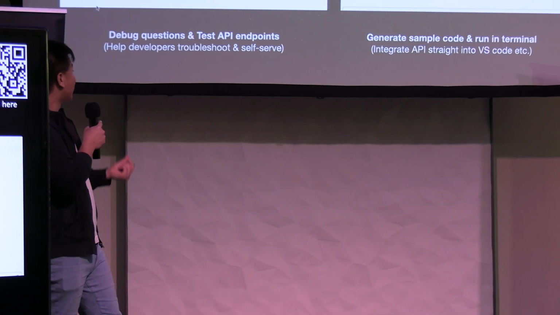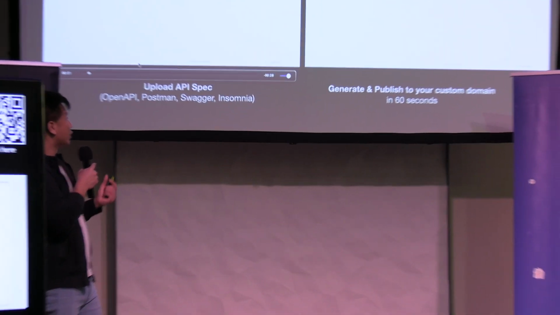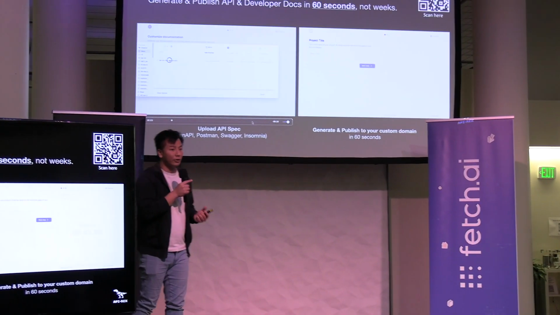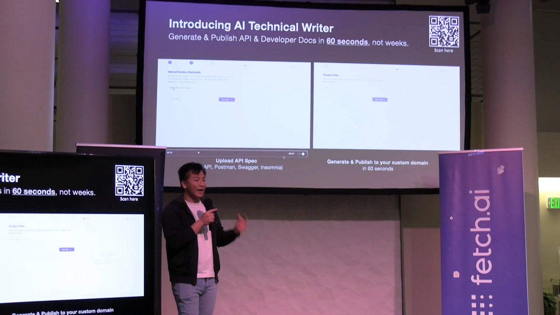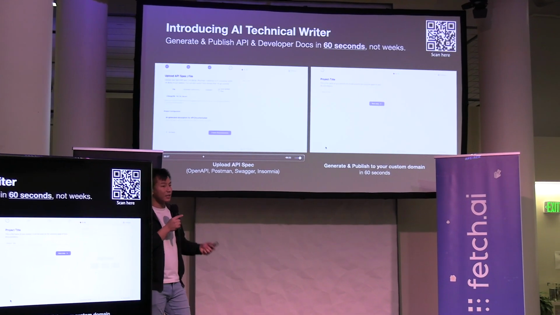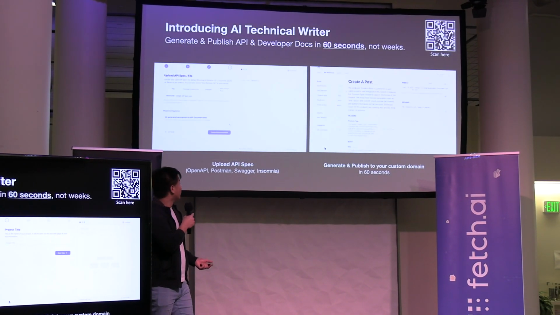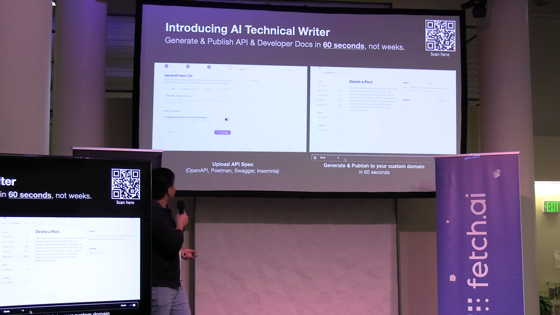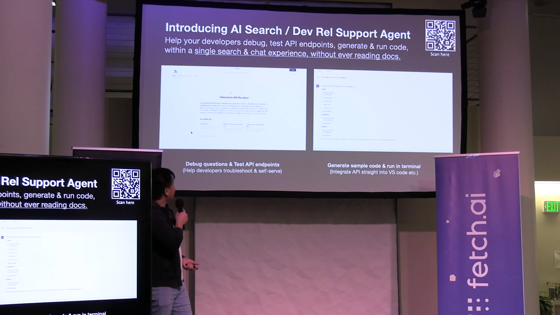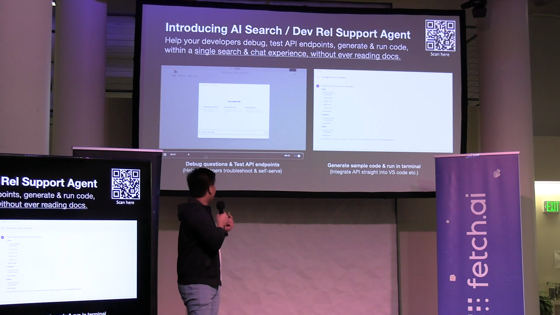On the right, we generate for you the whole API documentation website, fully written for you, for description, parameters, headers, and everything. We even have AI search, forum, guides, all in one. The second product that we're introducing is an AI search and developer relations support agent.